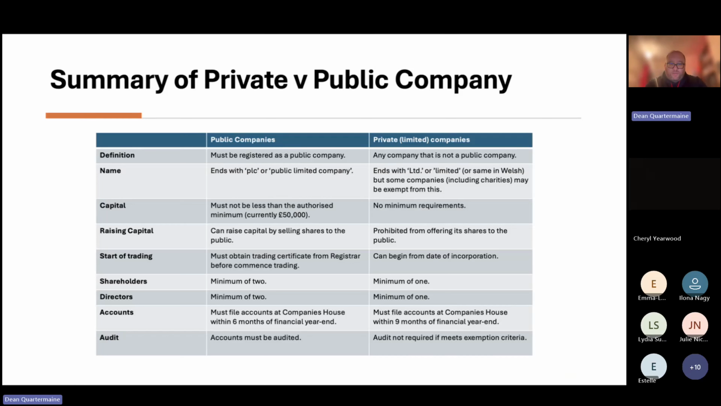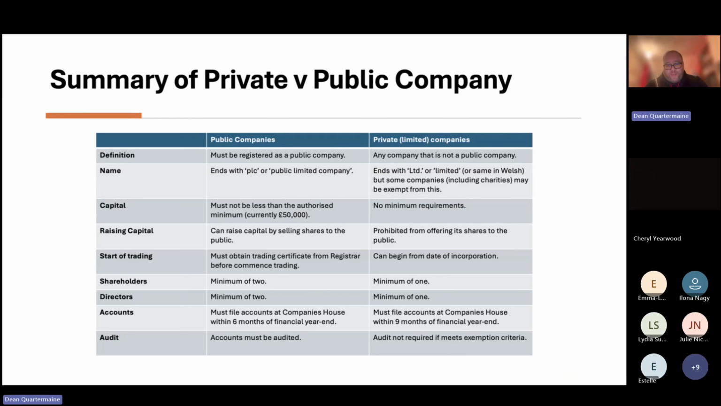Public companies can't start trading until they've had a trading certificate from the registrar, before they commence trading as a public company. Private companies can begin from the date of incorporation, the date on the incorporation certificate. From that date, they can trade as a private company. Shareholders: public companies need a minimum of 2, private companies a minimum of 1. The same is true of directors: a minimum of 2 for a public company, and a minimum of 1 for a private company.